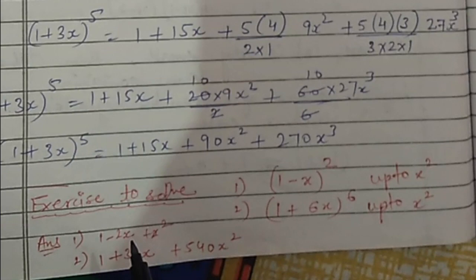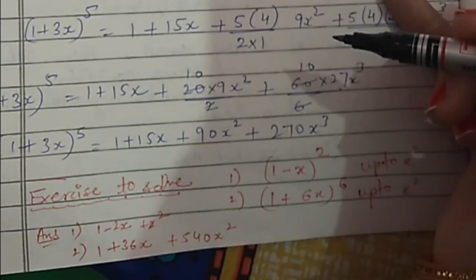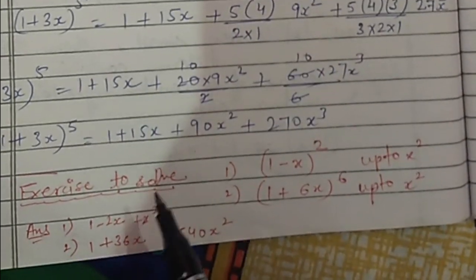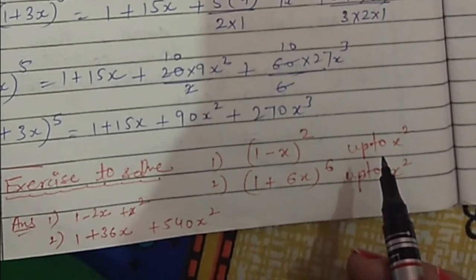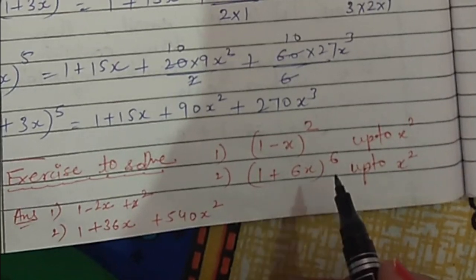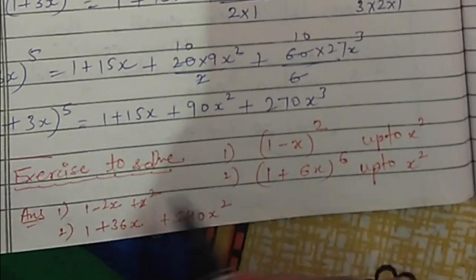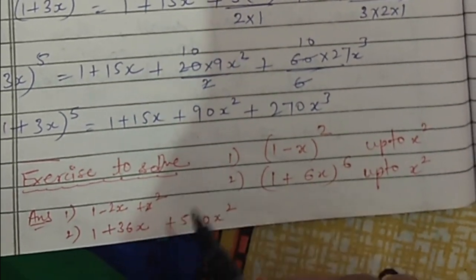Otherwise, if you are able to understand this example by using the binomial theorem, then please solve this exercise: 1 minus x square whole square up to x square term, and 1 plus 6x raised to power 6 up to x square. Answers are available for these two questions.